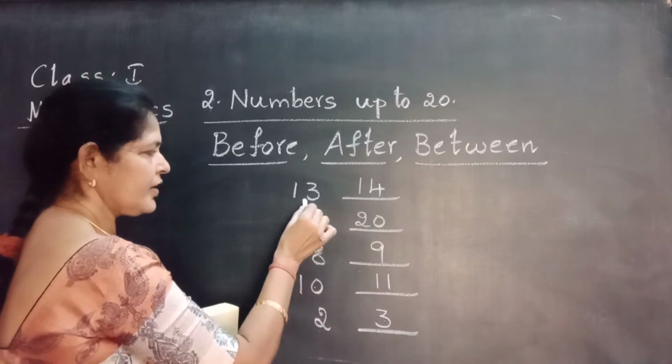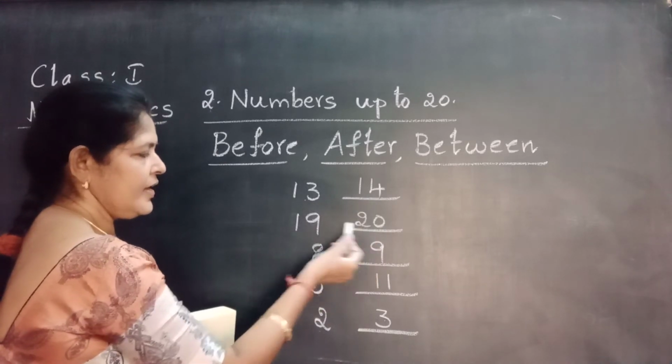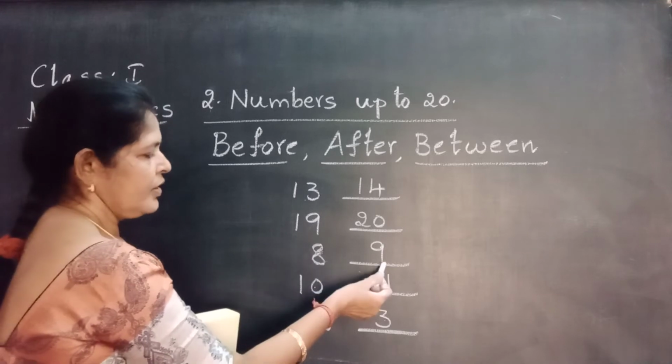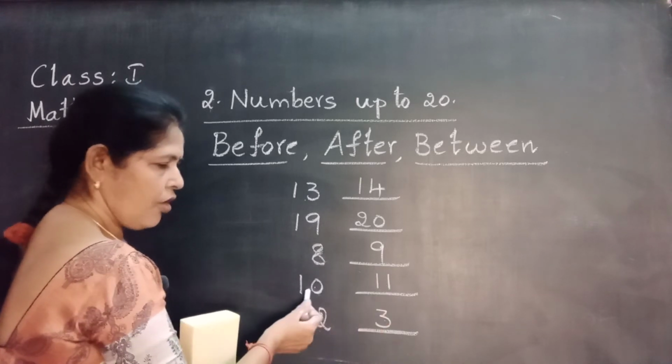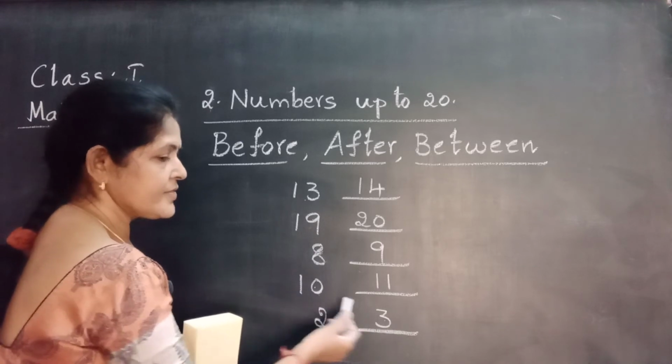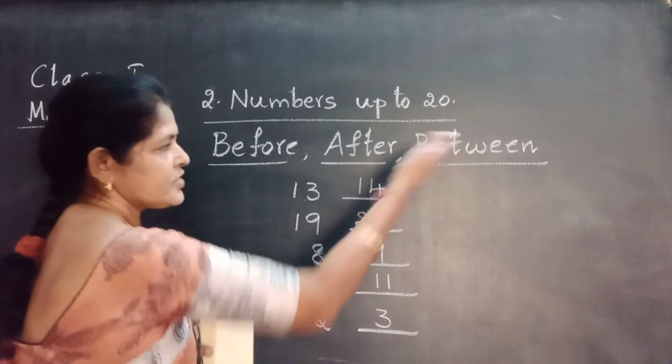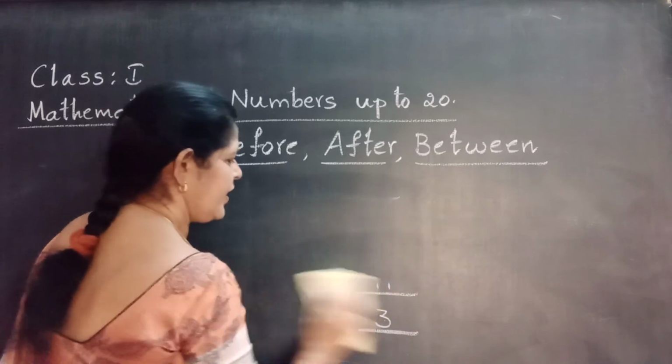These are the after numbers of the given numbers. 14 is after 13. 20 is after 19. 9 is after 8. 11 is after 10. 3 is after 2. Next, go to between.